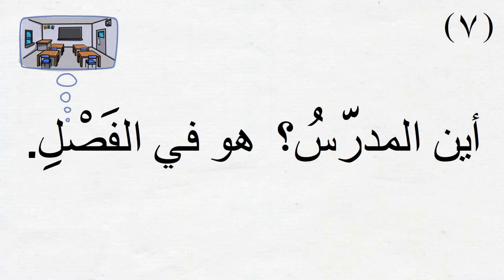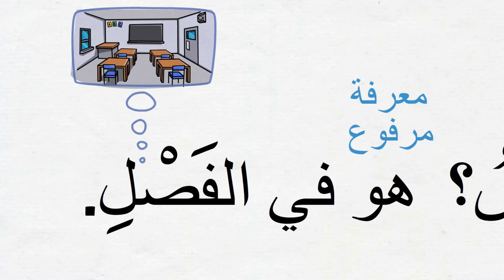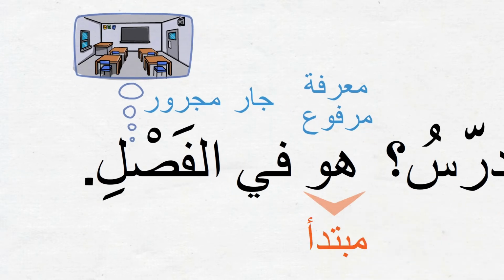The first word is ضمير هو, which is معرفة and مرفوع اسم. في is حرف جر and الفصل is اسم مجرور. Now, as far as the functions of these words in a جملة اسمية sentence, هو is coming as مبتدأ of the جملة, and the جار مجرور في الفصل is coming as the خبر, which is the شبه جملة type خبر.